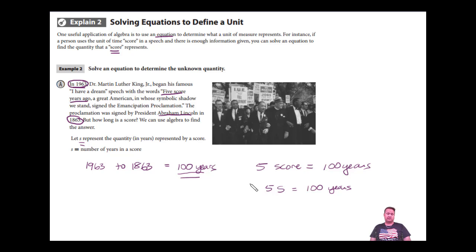Well, this only has one step. We see 5 times S, and we're going to apply the division property of equality. We'll divide both sides by 5, and that tells me S equals 20. Now, because it's a word problem, let's answer the question. How long is a score? Well, a score is 20 years. And that is how you use an equation to define a unit.